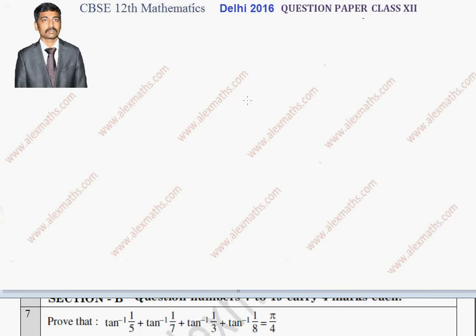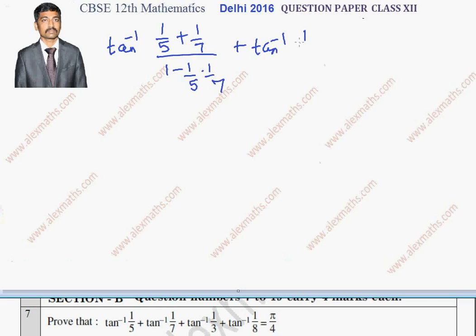Coming to section B, question number 7. Prove that tan inverse 1 by 5 plus tan inverse 1 by 7 plus tan inverse 1 by 3 plus tan inverse 1 by 8 is equal to pi by 4. So I will apply the formula for the first two terms, that is tan inverse of x plus y by 1 minus xy. Similarly, for the next two terms, I apply the formula: 1 by 3 plus 1 by 8 whole divided by 1 minus 1 by 3 into 1 by 8. So I took the LHS part and applied the formula.